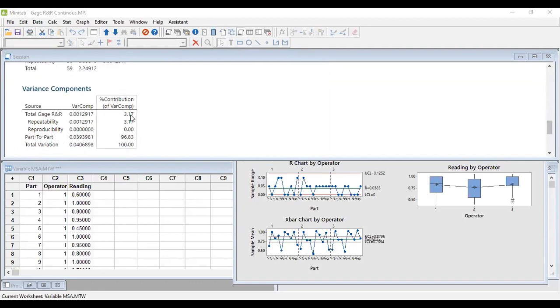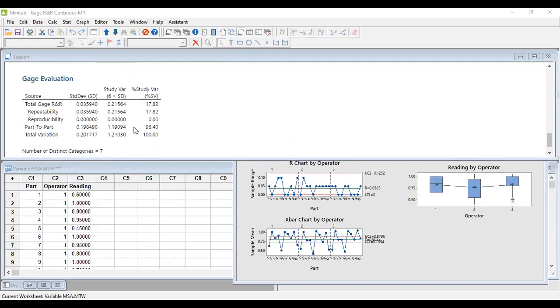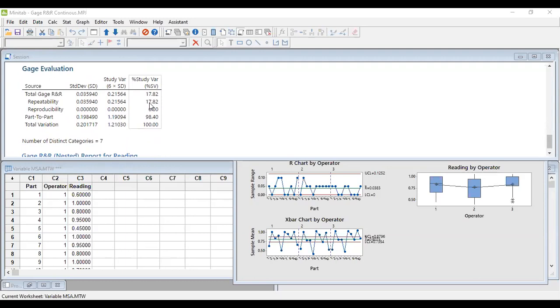Which is 3%. Right? This is in the acceptable range. Repeatability, again, it's showing 3.1%. Okay.